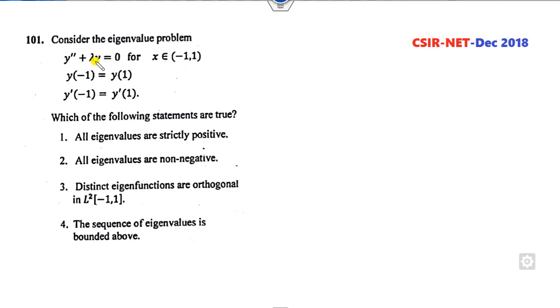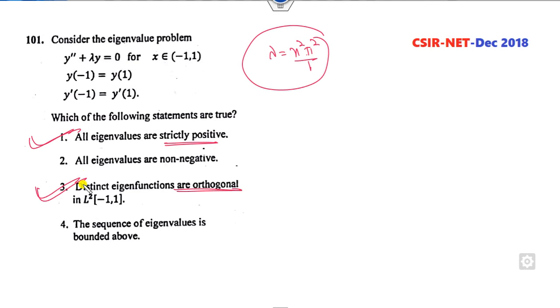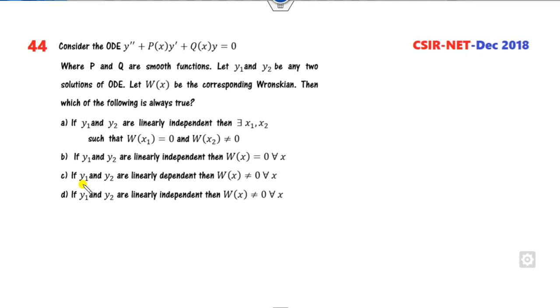That's a similar question about that. The solution will be n square pi square. L is my 1. So the positive roots are always there. When they are strictly positive, by using the orthogonal property, they are orthogonal. That's a very straightforward task.